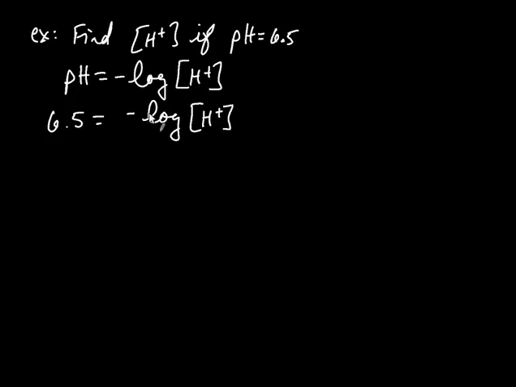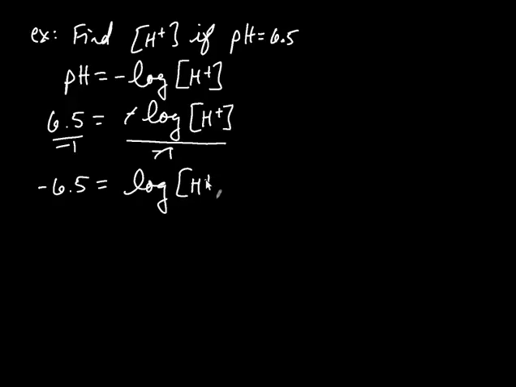Now, to solve this logarithmic equation, we've got to get the log by itself. So we first have to divide by negative 1. Right? This is negative 1 multiplied by that. So that would cancel with that, and the left-hand side would be negative 6.5. And then that's equal to log of the hydrogen ion concentration.